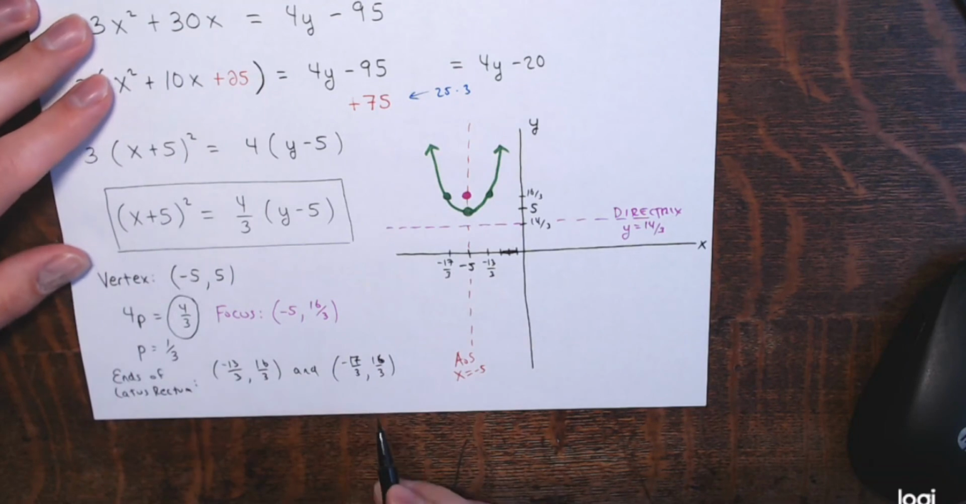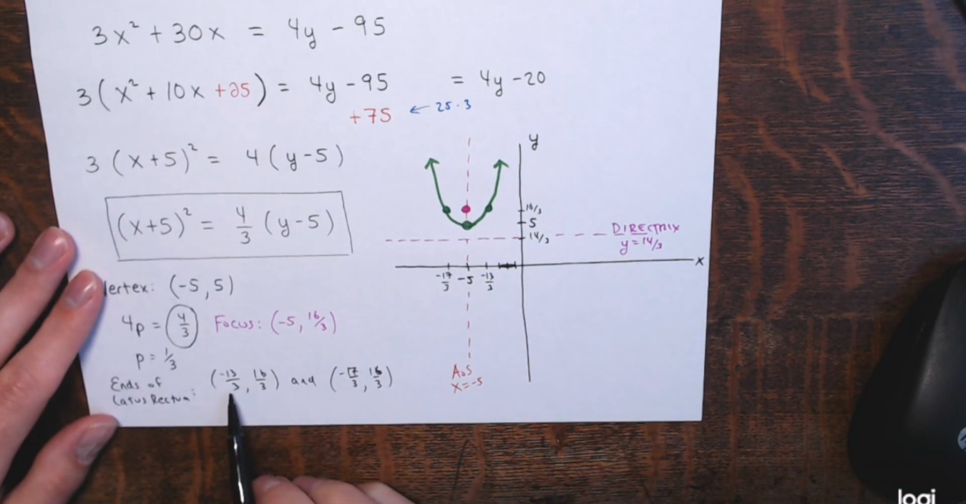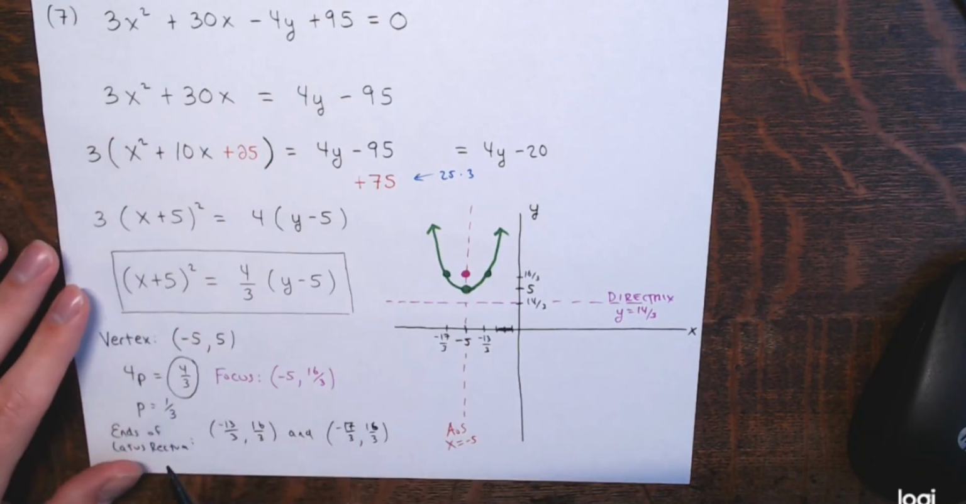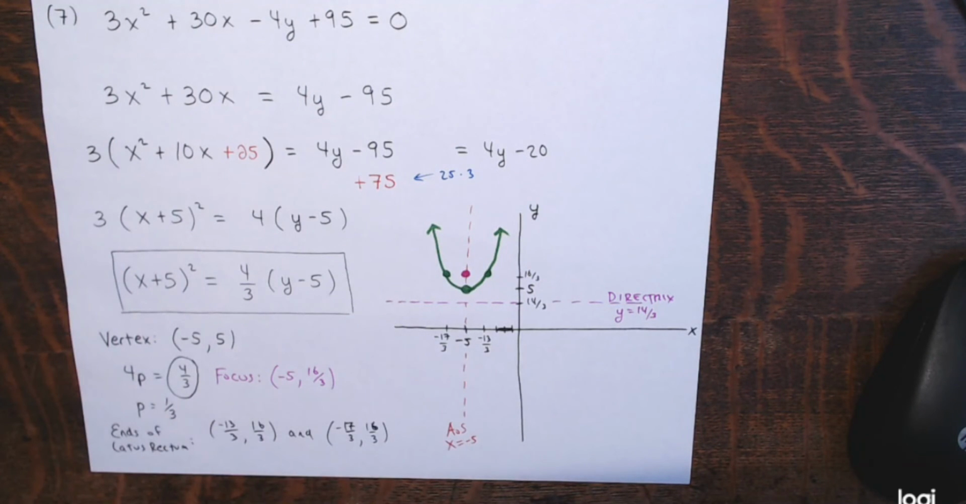You can actually check that these are solutions of the equation we're given, but I'll leave it to you to check. So again, all the same stuff: vertex, axis of symmetry, then you should be able to find the focus and directrix, and then the points on the ends of the latus rectum, and draw a rough sketch of the parabola.